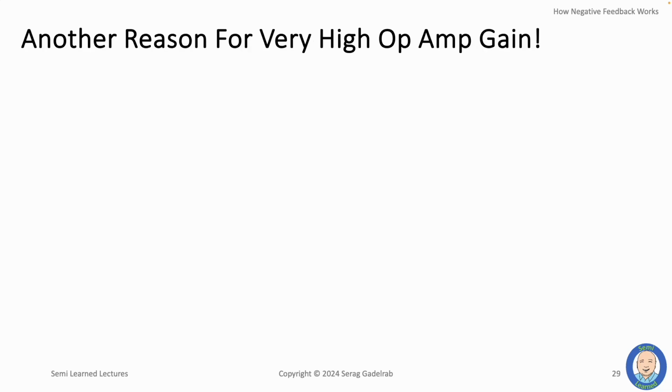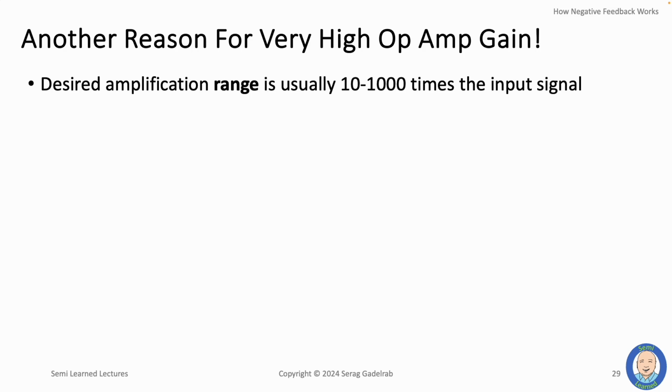So we now understand one of the key benefits of high gain in op-amps. It ensures that the op-amp stays in the linear region when we apply negative feedback. We are now ready to understand a second reason for why designers make op-amps with very high gain. Most users of amplifiers need an amplification ratio in the range of 10 to 1,000 times the input signal. The key word here is range.